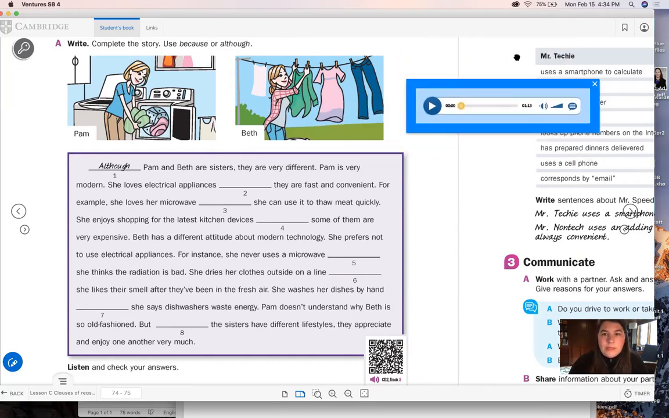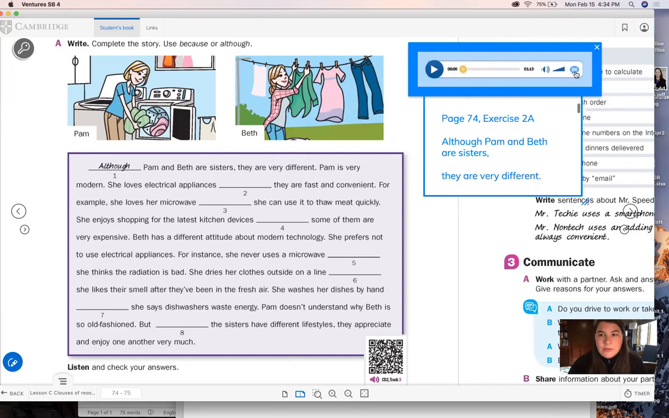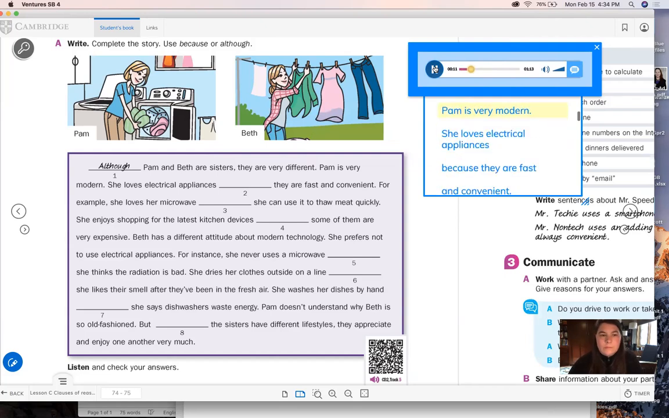I'm gonna get rid of those answers. You can listen and check your answers this way, okay? Page 74, exercise 2A. Although Pam and Beth are sisters, they are very different. Pam is very modern. She loves electrical appliances because they are fast and convenient.